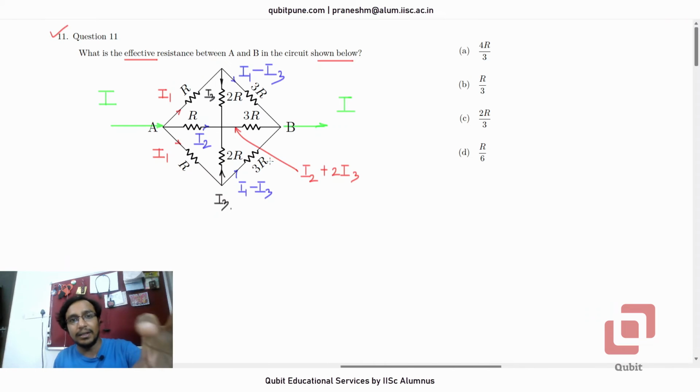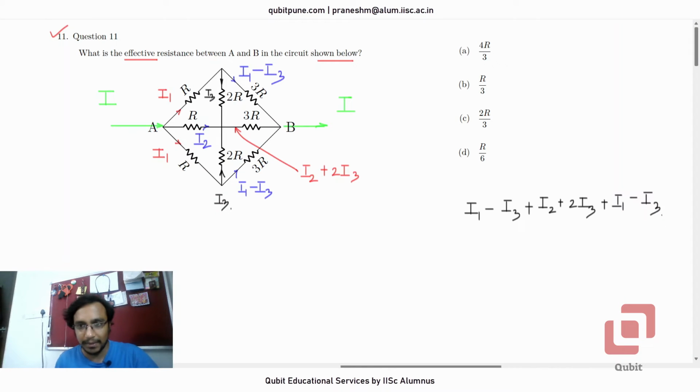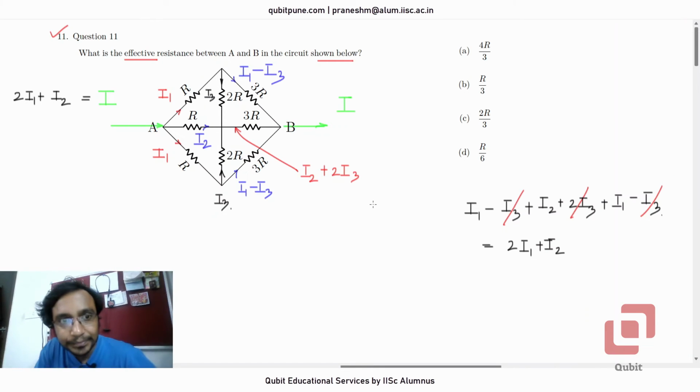And when all the three currents through the 3Rs merge at B, we are going to get I1 minus I3 plus I2 plus 2I3 plus I1 minus I3. So what we effectively get is minus I3, 2I3 cancel, 2I1 plus I2. That is the current we are going to get, 2I1 plus I2, and that is the current with which we started, 2I1 plus I2. Yes. So the network is complete.